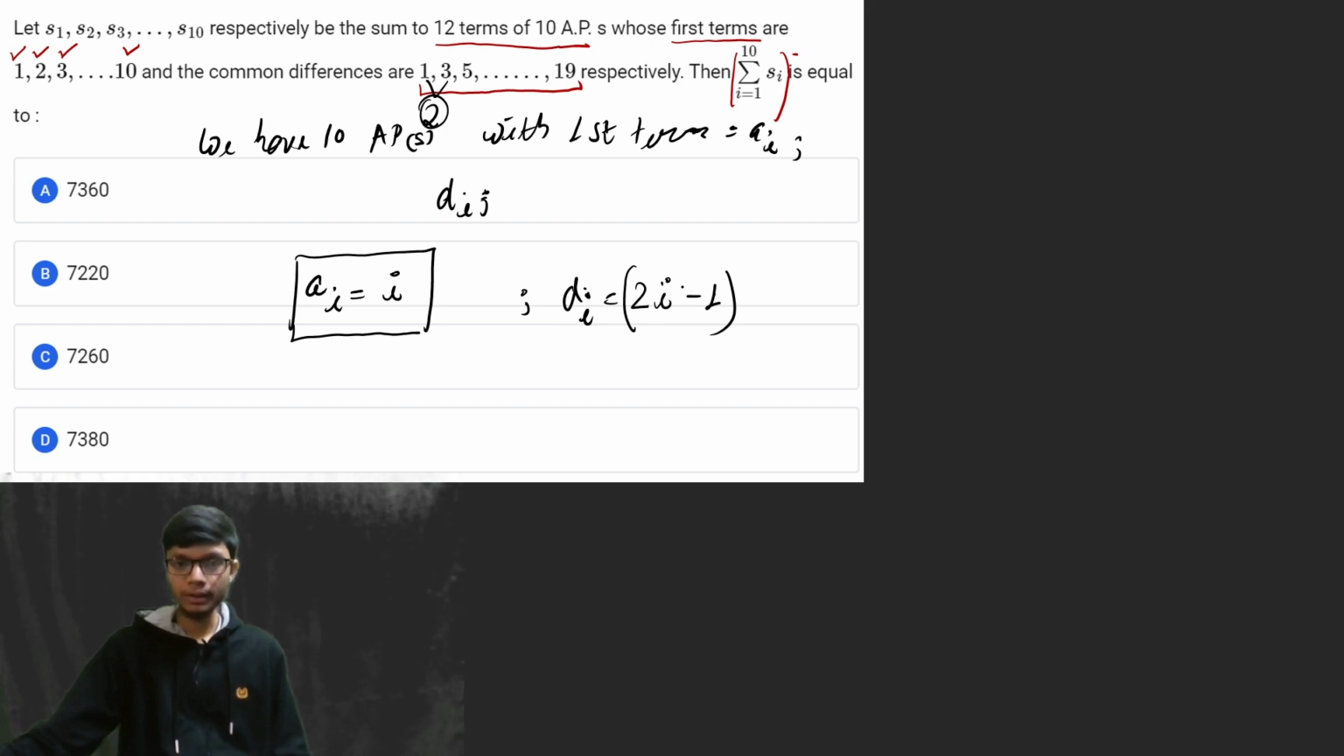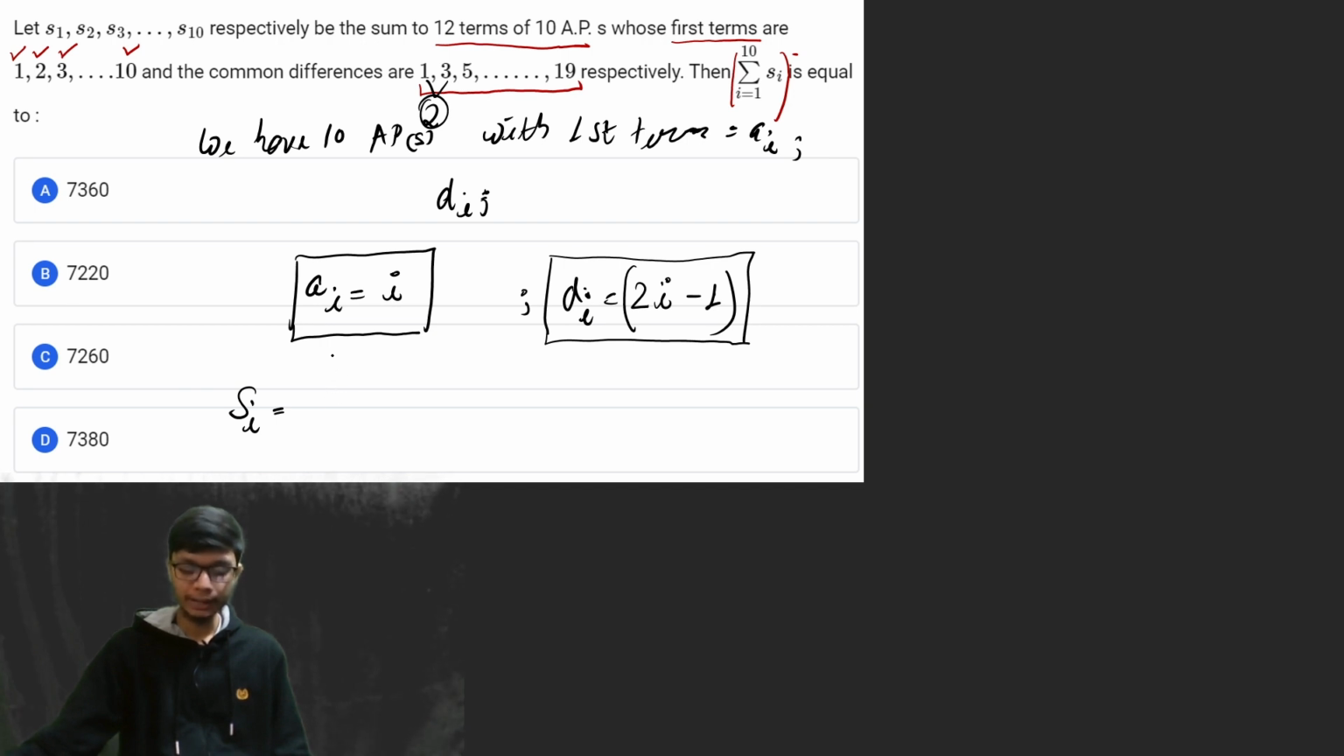So this will be 2I minus 1. These are the numbers which are also in AP. So we got the common difference of each of the APs. That means the common difference of the ith AP will be equal to 2I minus 1. Now I have to look for what is the sum of the ith AP.